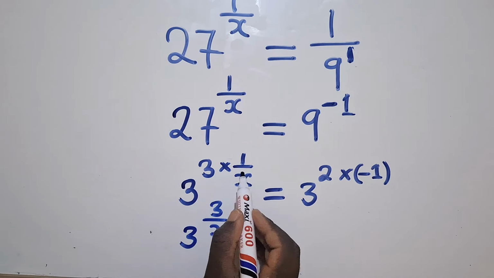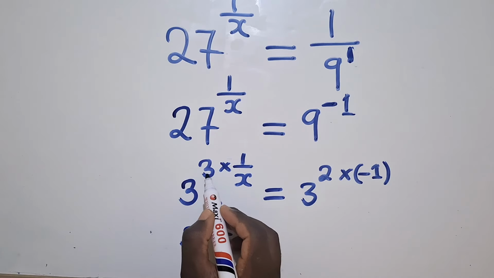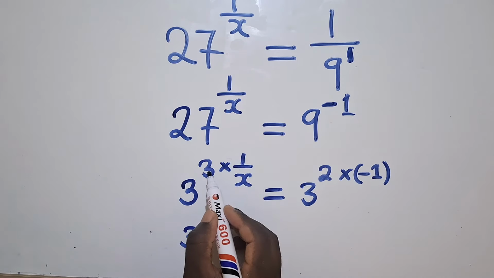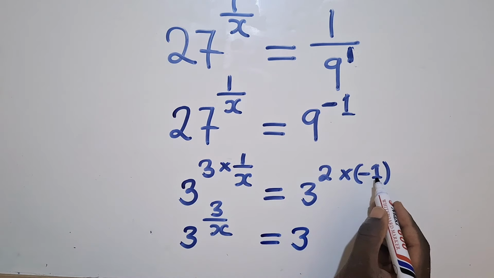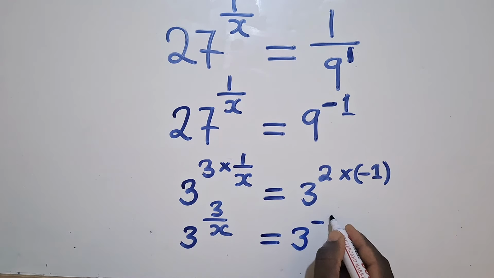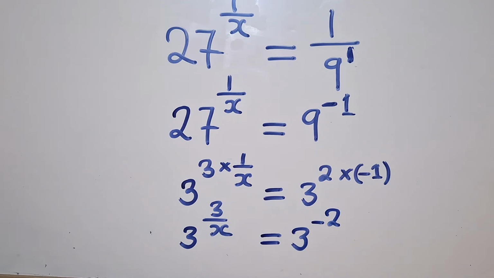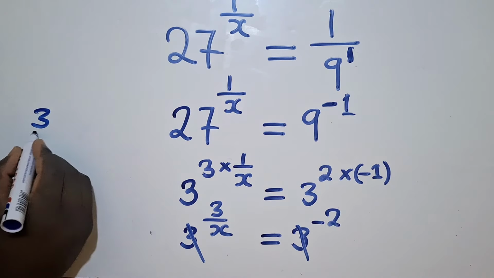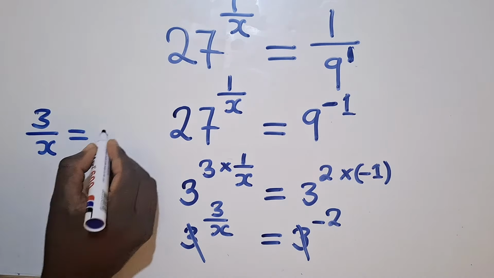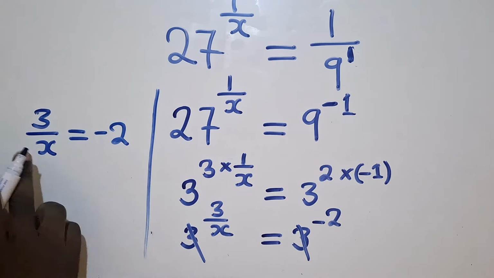When we multiply this fraction and the number here, this number 3 will be multiplied by 1. 3 times 1, it's 3 over x, which is equal to 3 power 2 times negative 1. It's power negative 2. Now that the bases are balanced, we forget about these bases. Just get the powers. We've got 3 over x is equal to negative 2. This is what we have.